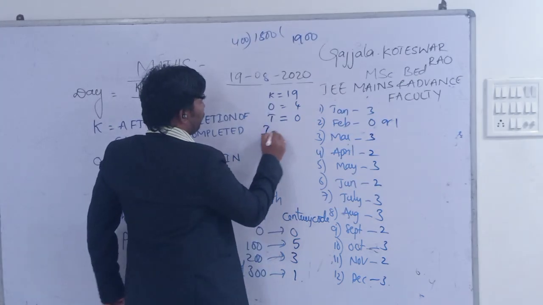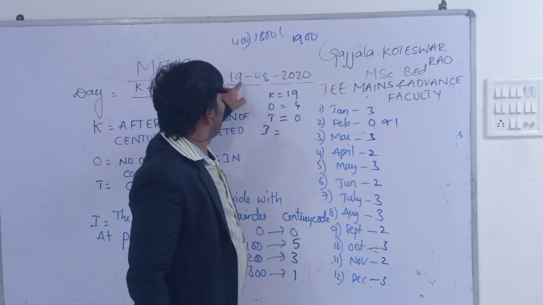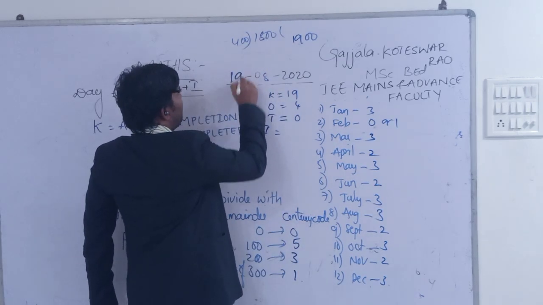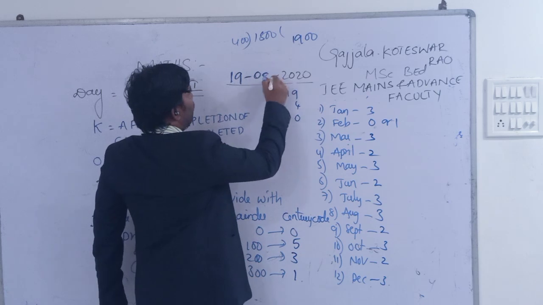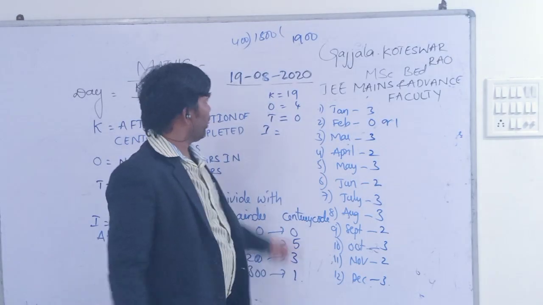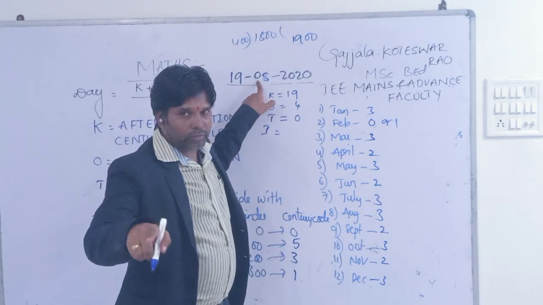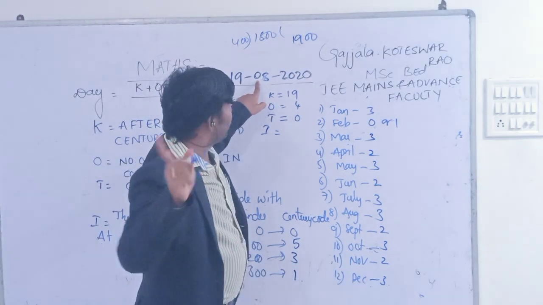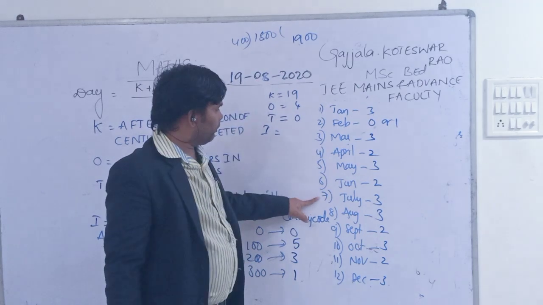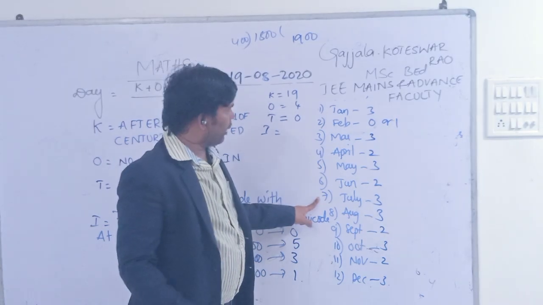Then I stands for... First of all, this is the 8th month. Now this is 19/8/2020. Seven months are completed. How many months are completed? Seven months are completed. Up to the 7th month, you can add the total number of odd days.